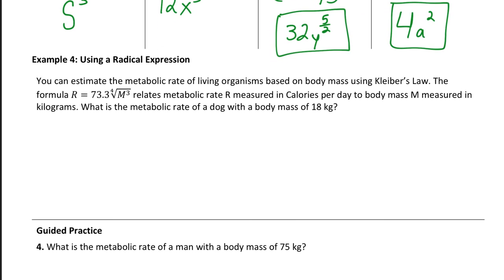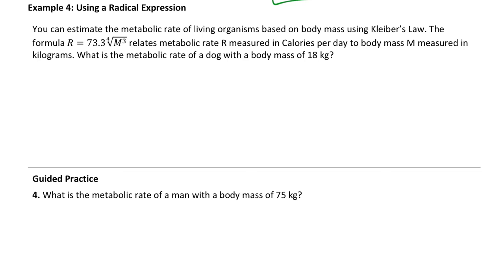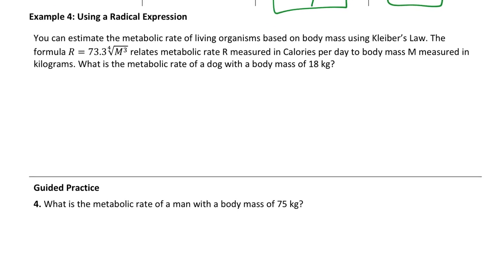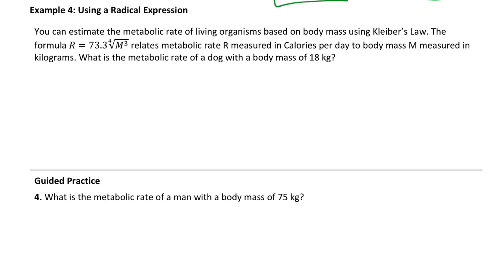So the last example really is just us using a radical expression to evaluate a realistic problem. It says you can estimate the metabolic rate of living organisms based on body mass using Kleiber's law. The formula, R equals 73.3 times the 4th root of m to the 3rd power, relates metabolic rate, R, measured in calories per day, to body mass, m, measured in kilograms. What is the metabolic rate of a dog with a body mass of 18 kilograms? So essentially, in problems like this, we're given a formula. You're looking for one of the variables. You're given the other variable. In this problem, we are given m. We are given the mass of a dog.